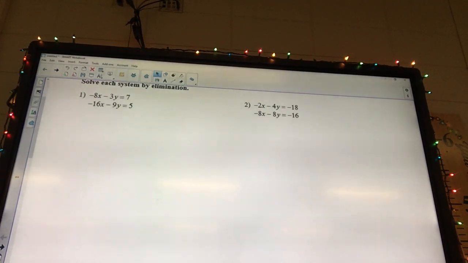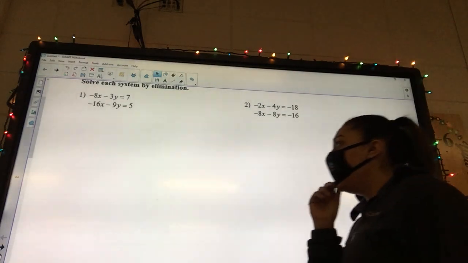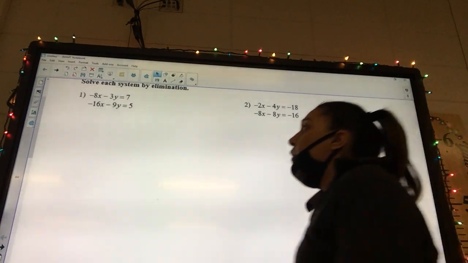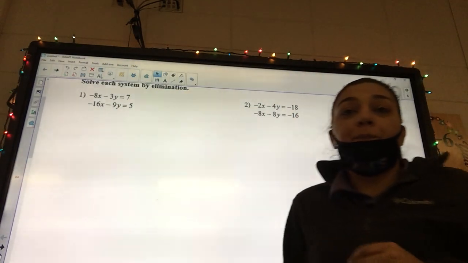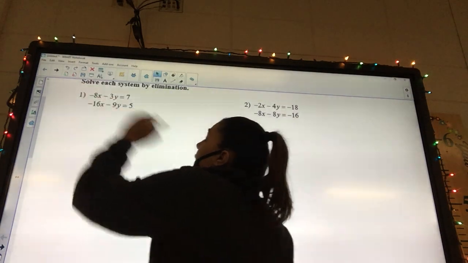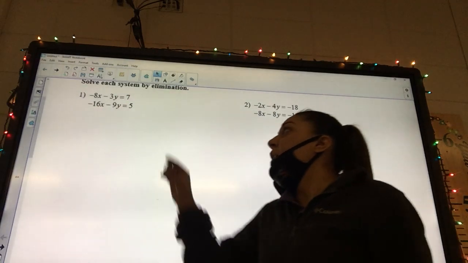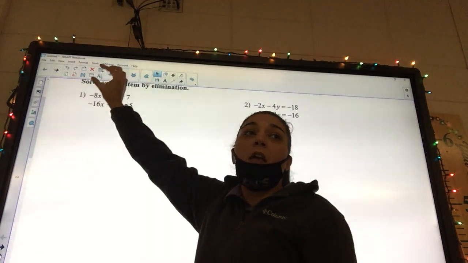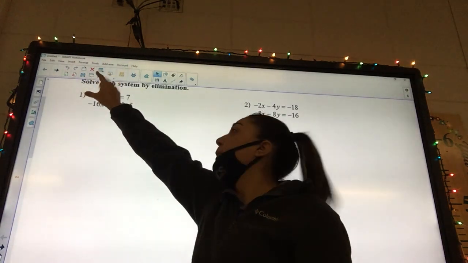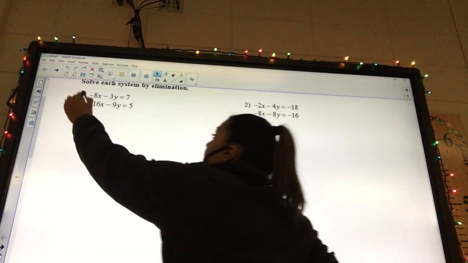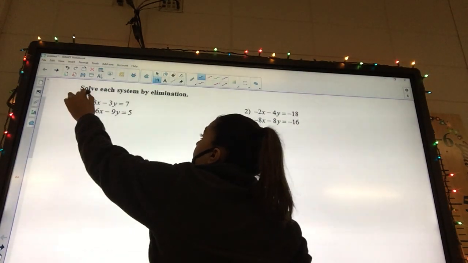All right, so elimination. The whole goal here is obviously to eliminate a variable. You can eliminate the x's or y's. And so, what do you guys want to do? X's or y's? You're going to eliminate the x's. So how would I eliminate these x's? Okay, you always take the smaller number should fit into the larger number. So how many times would you have to multiply 8 by to fit into 16? 2. Means you're going to multiply this top equation by 2.